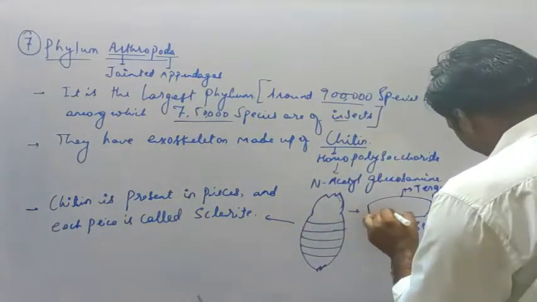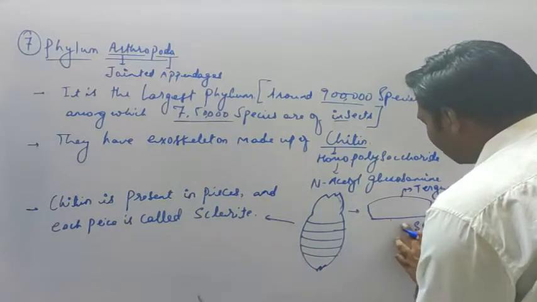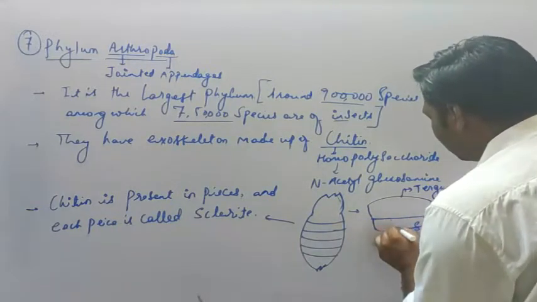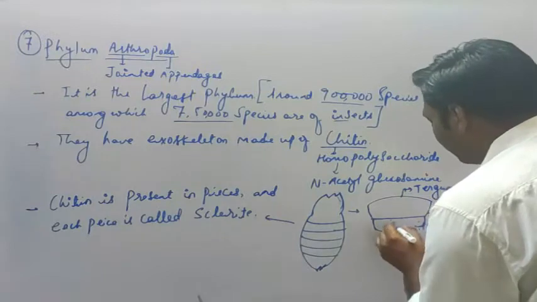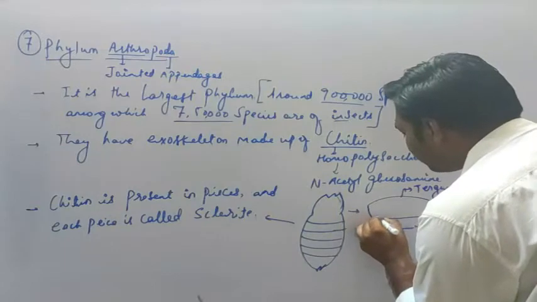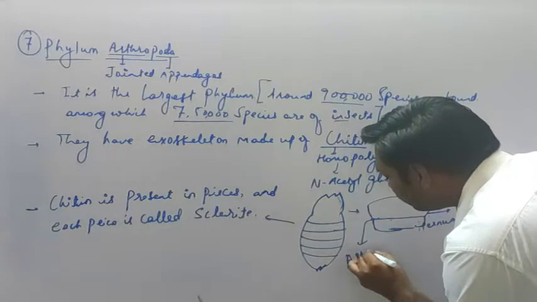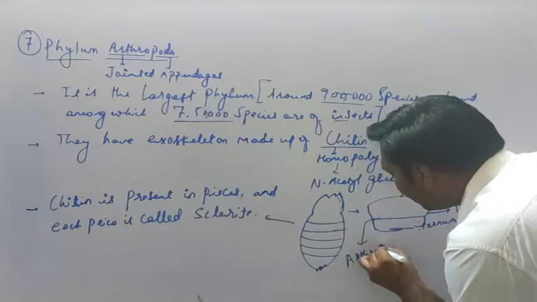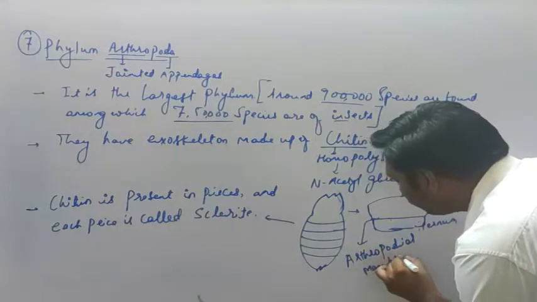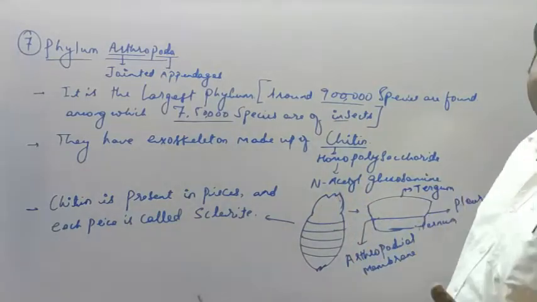They are connected to each other with the help of, see, suppose this is one sclerite, and here I am drawing another sclerite. So this is another sclerite, and these two sclerites are connected with each other through the membrane called arthrodial membrane. So that is how the sclerites are seen.